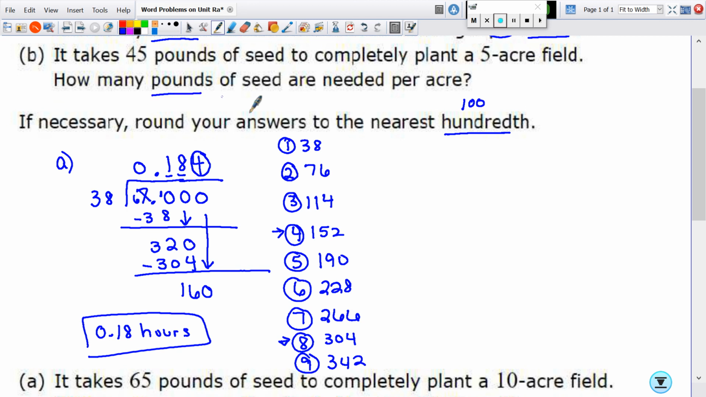How many pounds? So the pounds go inside and then per acre. So the pounds go inside, 45, and the acres go outside. Oops, sorry. Sometimes my brain thinks the answer ahead of time. Times 5, divided by 5.